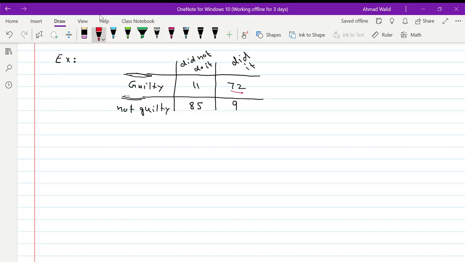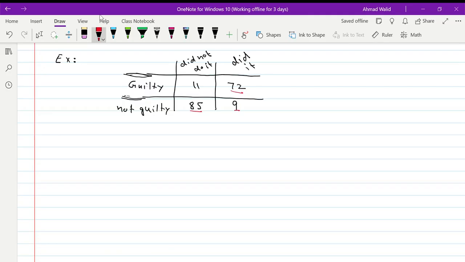The judge announced 85 people not guilty. And it's true, they are not guilty because they didn't do it, they are under the column of "did not do it". And also another 9 people here in the last cell were announced not guilty by the judge, but actually they committed a crime. There was lack of evidence or whatever the reason was, they are not guilty. Correct?